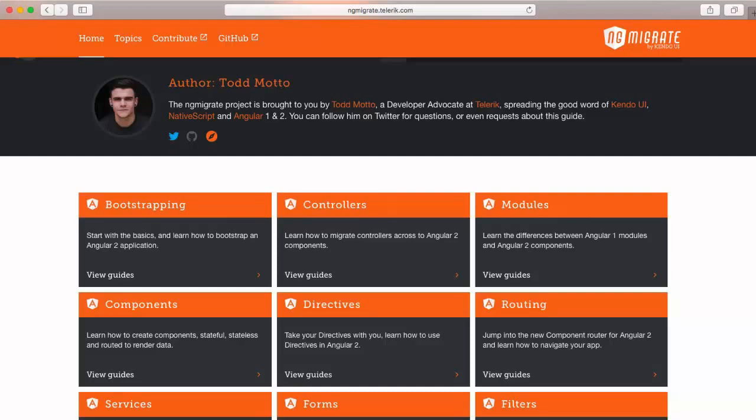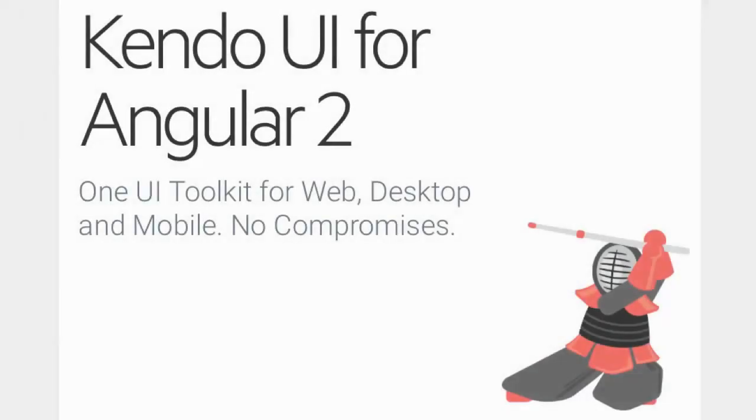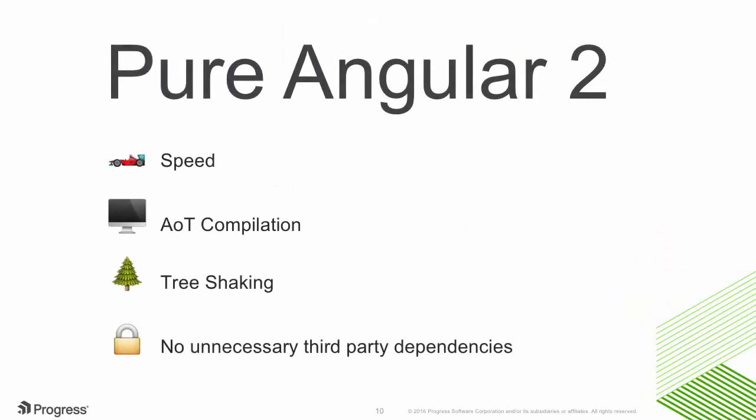We should also mention that Kendo UI is being rewritten from the ground up for Angular 2, which is a huge deal for us. So we're taking all of the world-class UI widgets in Kendo UI, which are currently based on jQuery, and we're rewriting those so they are pure Angular 2 components. That's really, really important to understand. Pure Angular 2 components. What exactly does that mean?